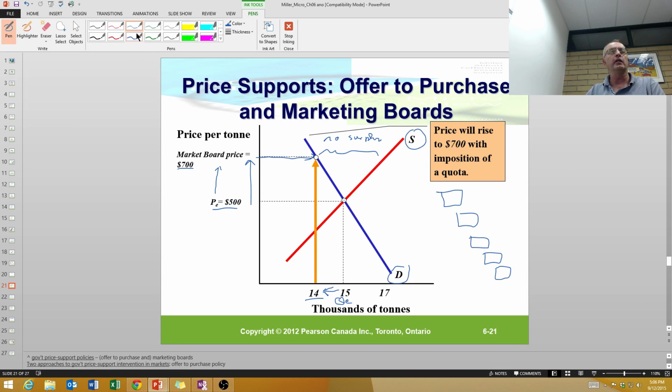So what I want to point out here is that, here's the original supply curve in the free market. But when you have a marketing board, this effectively becomes the new supply curve. That's the new supply curve with the marketing board.